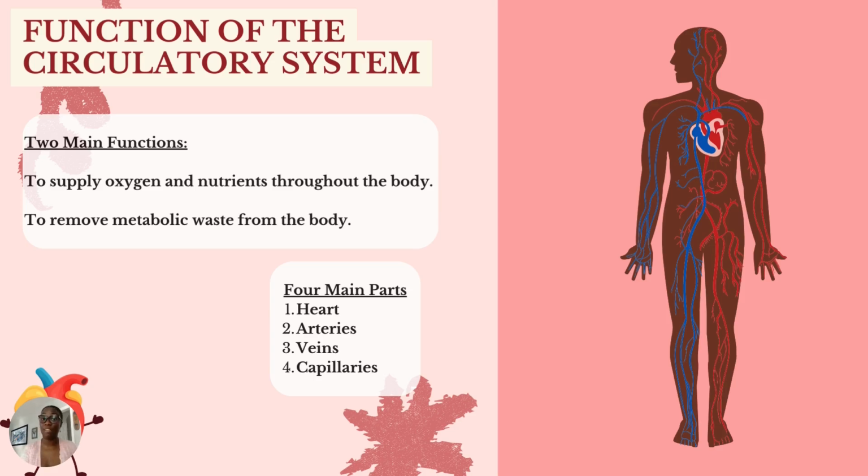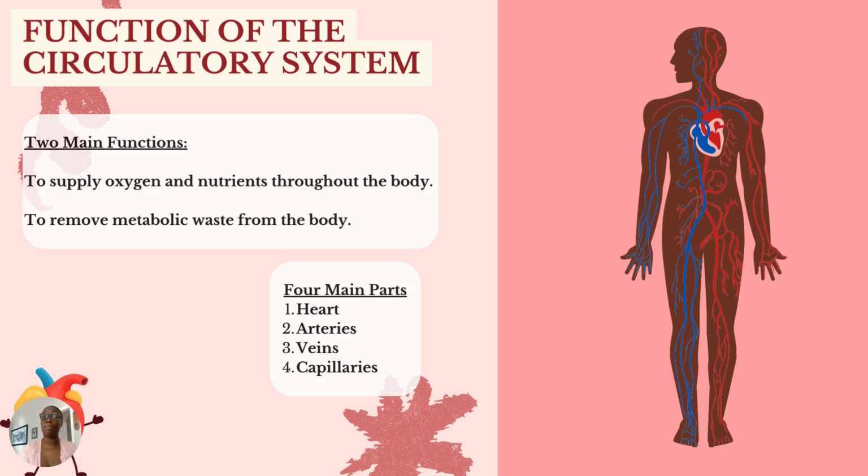Now, the second main function of the circulatory system is to remove metabolic waste from the body. And again, this is done through the circulation of blood. So as blood circulates through the body, it's essentially collecting waste at the same time that it is supplying nutrients to different parts of the body. So the circulatory system is a very intricate system within the body, and it's able to do multiple things at once and serve different functions.